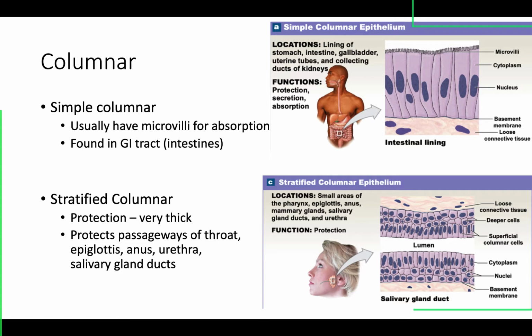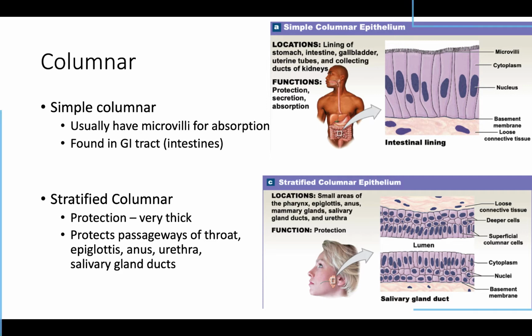We're going to see this. It's very protective. There's a lot of friction. A lot of that food's going down into your throat, and it's rubbing up against those layers, right? So we need it to be thick so that it's protective. Okay, so it protects your throat.